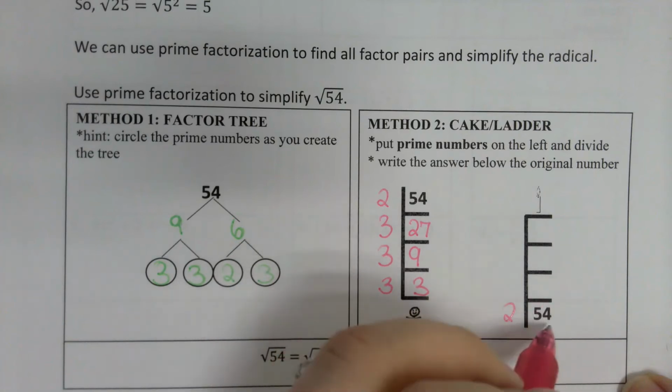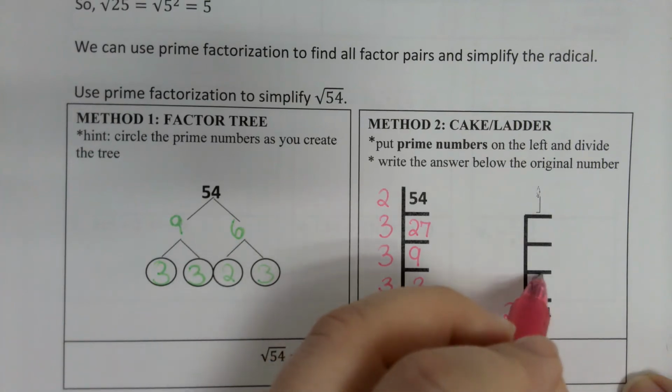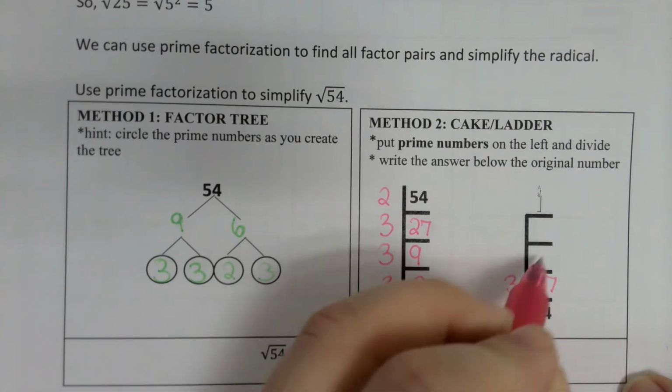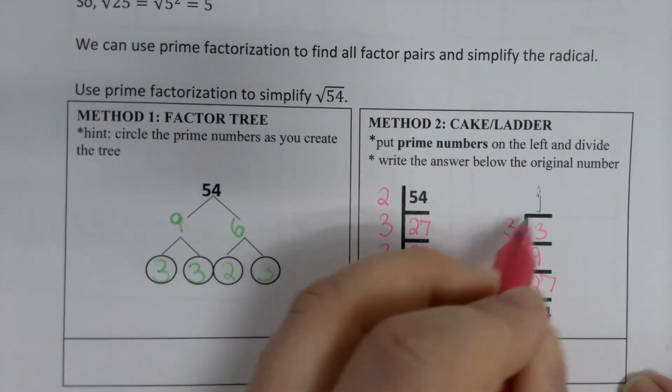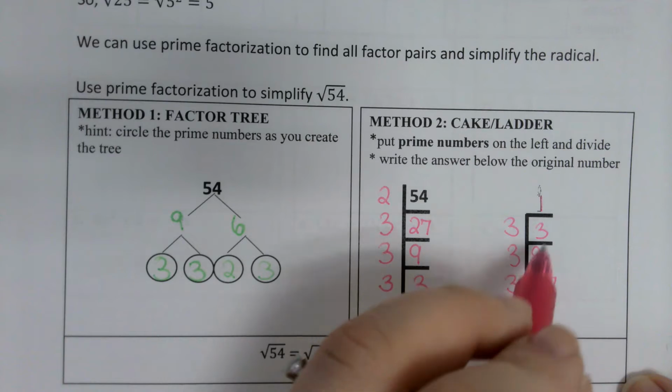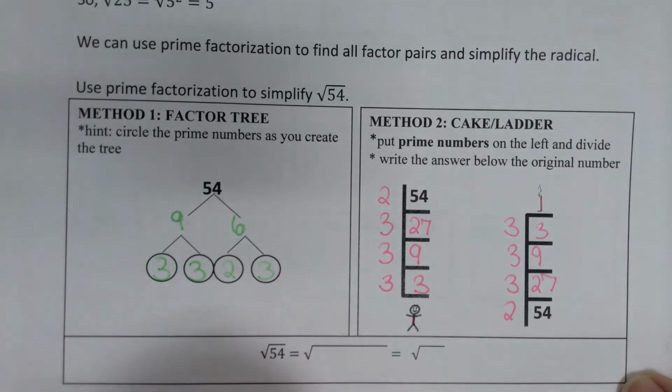The same thing's happening. 54 divided by 2 is 27. 27 divided by 3 is 9. 9 divided by 3 is 3. 3 divided by 3 is 1. The difference is we're working our way up instead of working our way down. But you get the same process, same result.